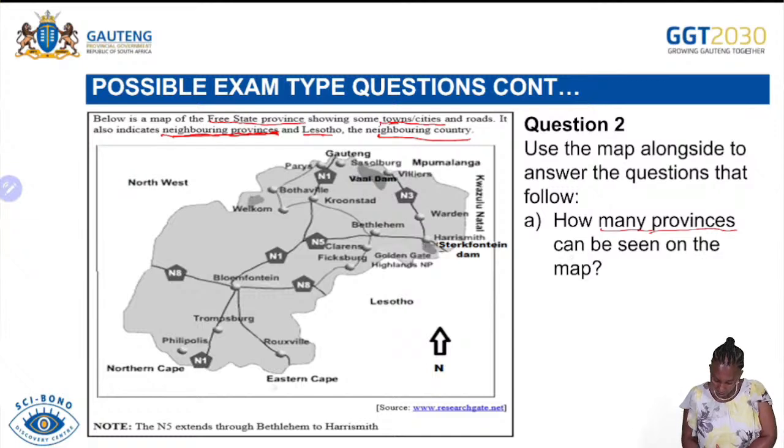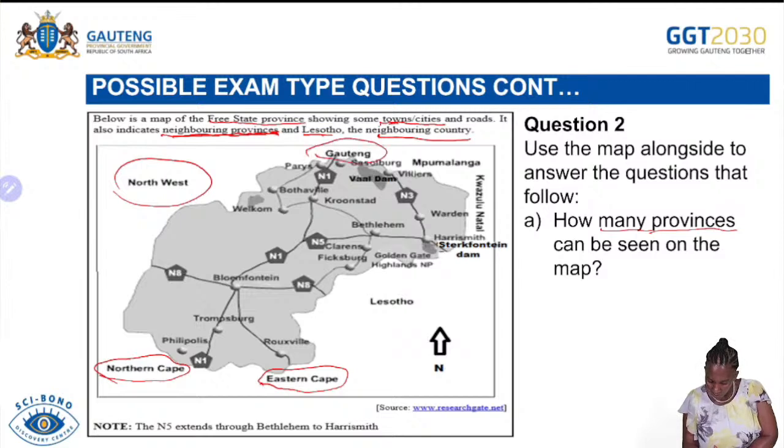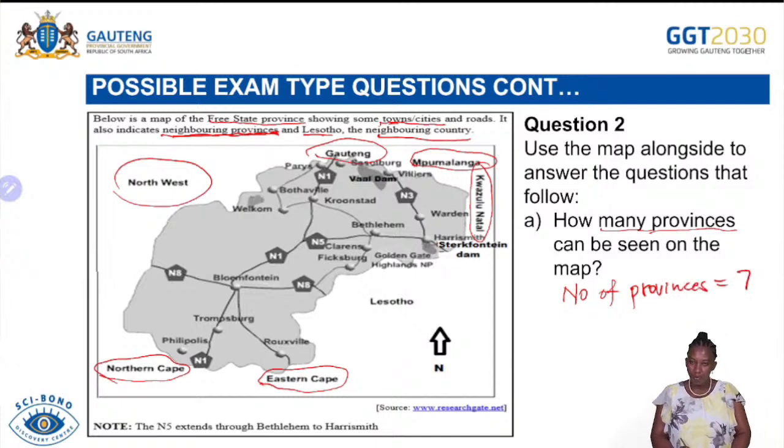Now let's see. I can see the first province, Eastern Cape, Northern Cape, Northwest, Gauteng, KwaZulu-Natal, Mpumalanga. So how many can we identify? 1, 2, 3, 4, 5, 6, including the Free State. So the number of provinces is equal to 7. That's so simple.